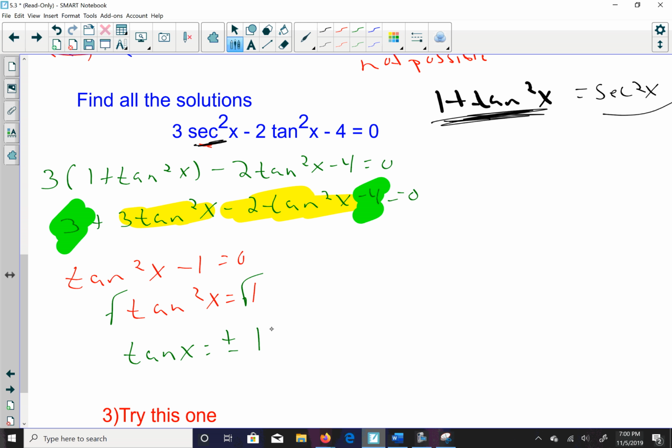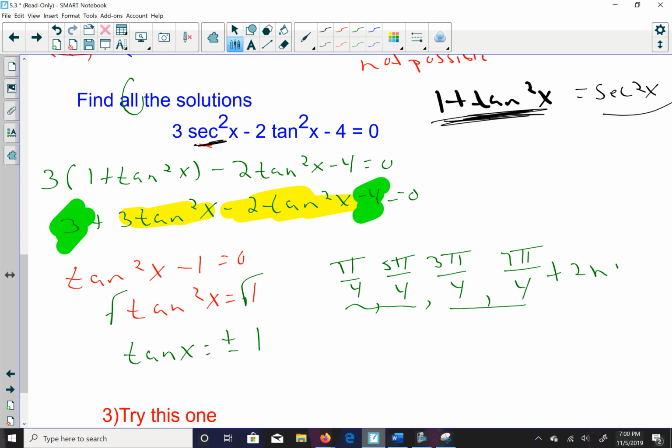When is the tangent equal to 1 or negative 1? That's when my denominator is equal to 4. So that's going to be pi over 4, 3 pi over 4, 5 pi over 4, and 7 pi over 4. And if you're wondering why I wrote them that way, these are the two where they're positive. These are the two where they're negative. So since it wants all the solutions, I'm listing all those answers. Doesn't matter the order. Then I'm going to write plus 2n pi to show them taking multiple laps around the unit circle.